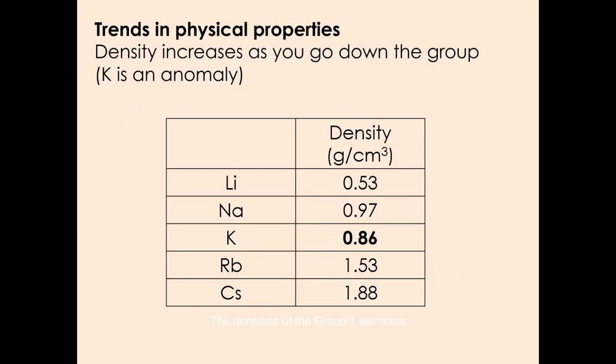So we need to be able to look at our trend in physical properties. The density increases as you go down the group. However, potassium's in bold there because it's an anomaly. The density in there is in grams per centimetres cubed. So you can see apart from potassium, it increases as you go down the group. You should know from physics probably that density of water is 1 gram per centimetre cubed. So lithium, sodium, potassium, as we said, all float on water.